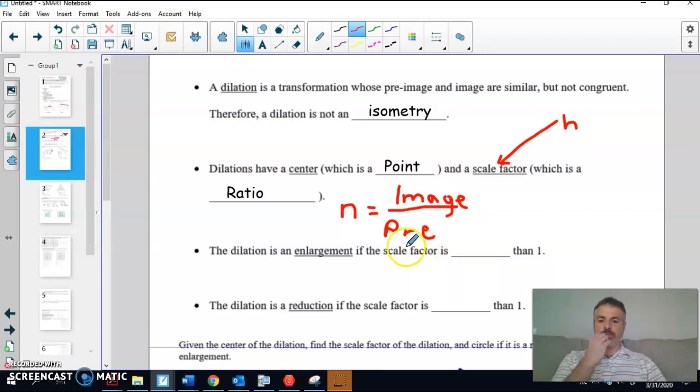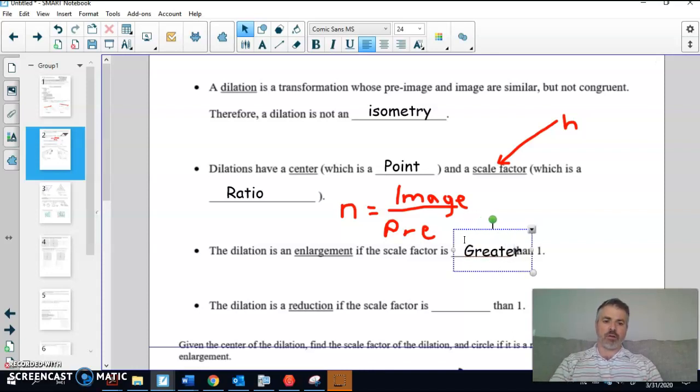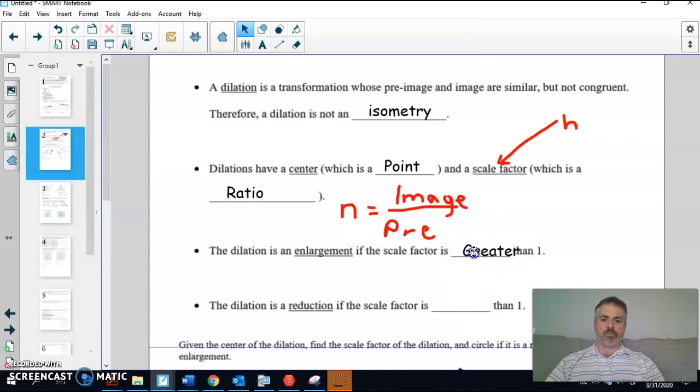If the dilation is an enlargement, the pre-image is smaller and the image is bigger, so the number on top is going to be bigger than the number on the bottom. That means the scale factor is going to be greater than 1, because it's the larger number over the smaller number. If the dilation is a reduction, your image ends up smaller than the pre-image, so this measurement is going to be smaller than this one. That means the scale factor is going to be less than 1.